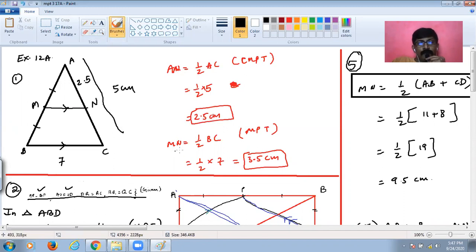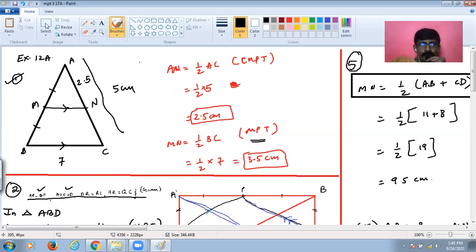The second question was how to find MN. Understand, guys, in triangle ABC, we've been given M is a midpoint of AB. Also, we proved that N is a midpoint of AC. So we got to know from the midpoint theorem, MN is parallel to BC and MN is half of BC. So that will become half of 7, which will become 3.5 centimeters. I hope you understood sum number 1 of exercise 12A.